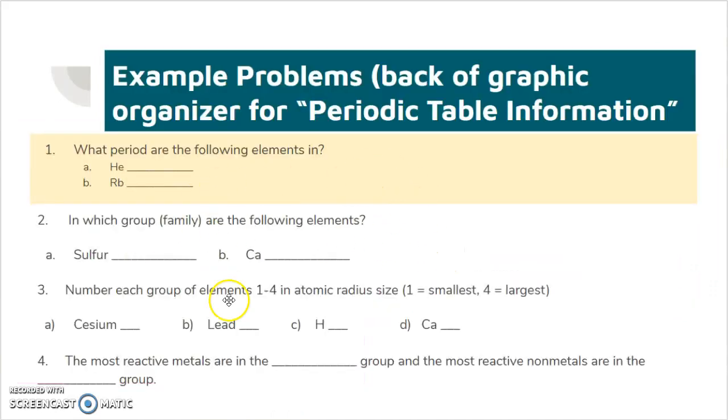In a moment we're going to look at some example problems, but I'm not going to have time in this video segment, so I'll start the next one. So make sure if you're wanting to fill in some of the information on the back of your periodic table information graphic organizer, there were several questions, and these are important for your notes quiz that's coming up. So I'll get to that in the next video.